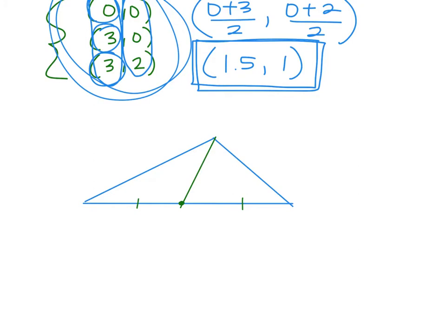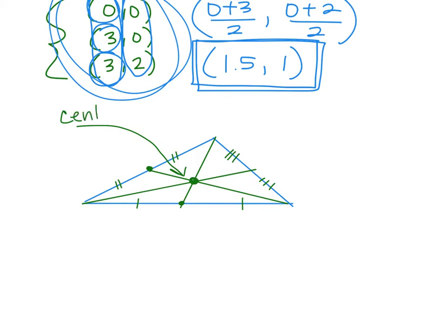Then I'm going to do it to my next side. So find a midpoint here. And I'm just eyeballing this right now. This is not actually calculating, finding it, but you'll get the idea. And then you draw that line in. Okay, and then your third one would be here. Okay, so this point in the middle, that's my centroid. I found 3 medians, I got a centroid, okay?